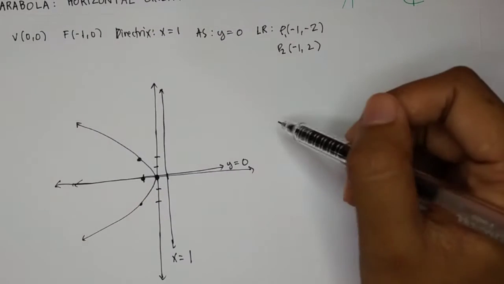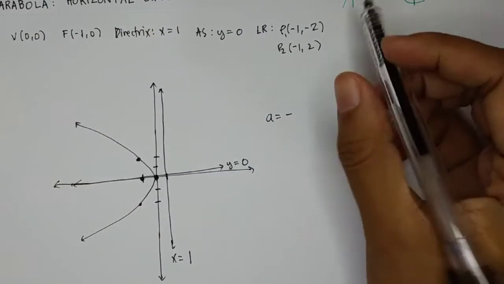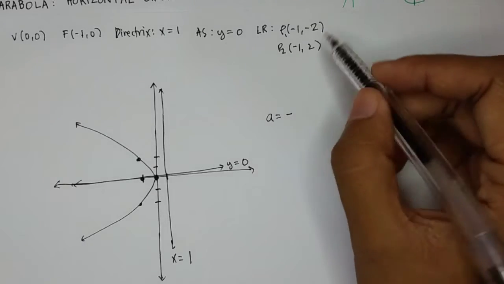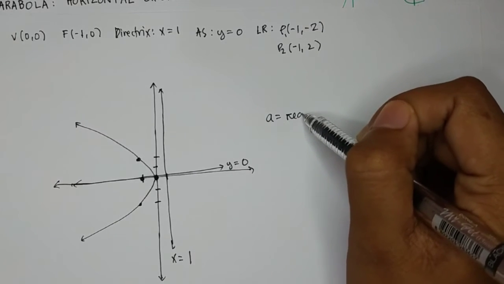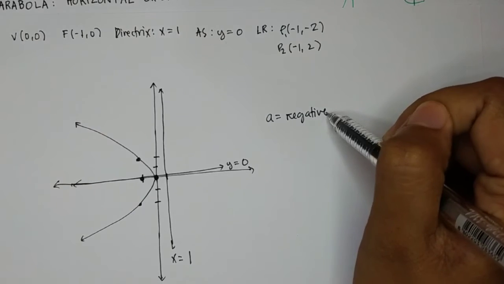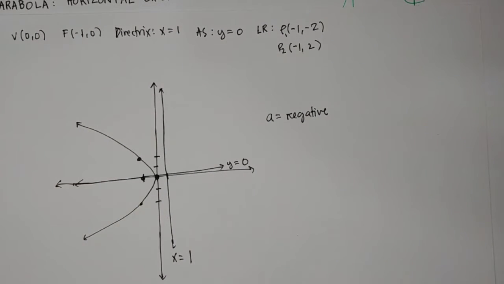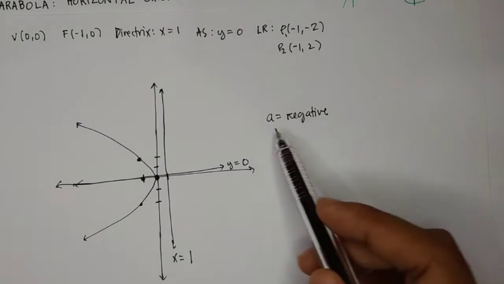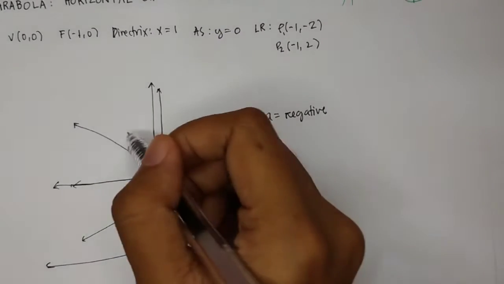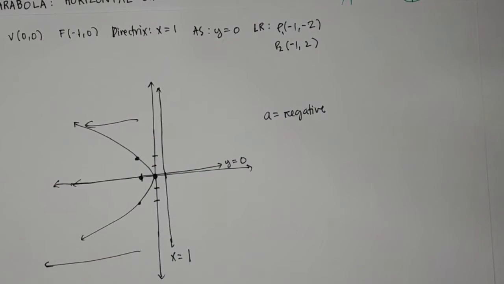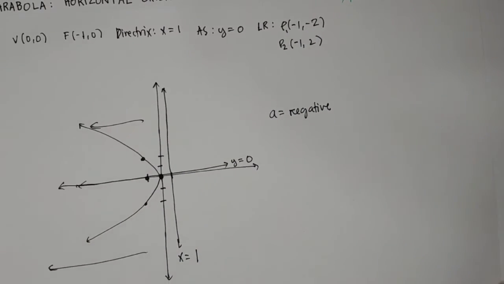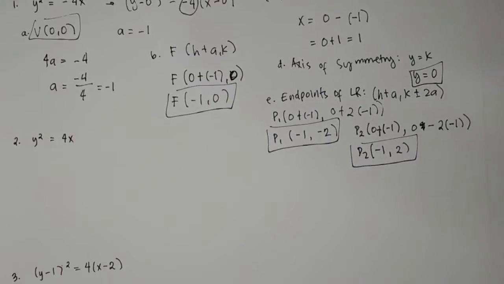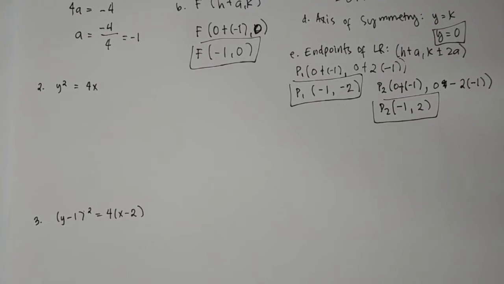Take note, pag negative yung A natin, ang graph natin is, doon siya naga-face sa left side. Again ha, dito naga-face sa left side yung graph natin if ang A natin is negative. So, dito siya naga-face. So, dyan siya naga-face. Okay? So, let's have example number 2.